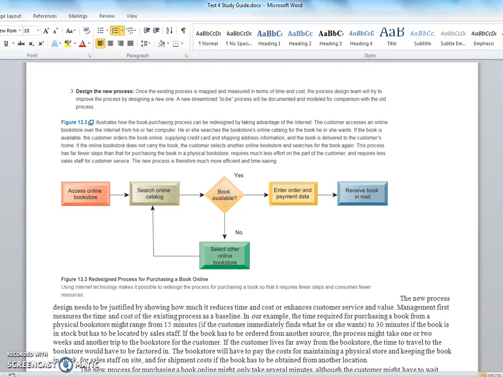This process has far fewer steps than that for purchasing the book in a physical bookstore, requires much less effort on the part of the customer, and requires less sales staff for customer service. The new process is therefore much more efficient and time-saving.